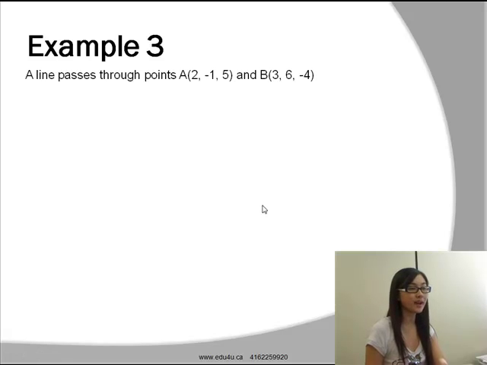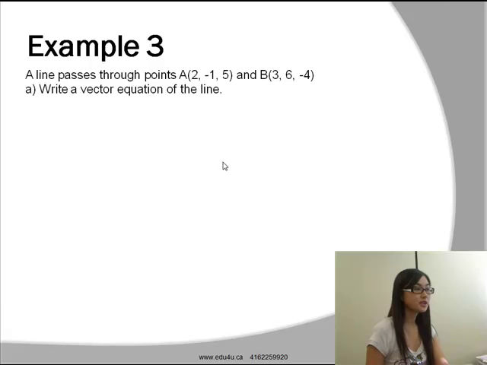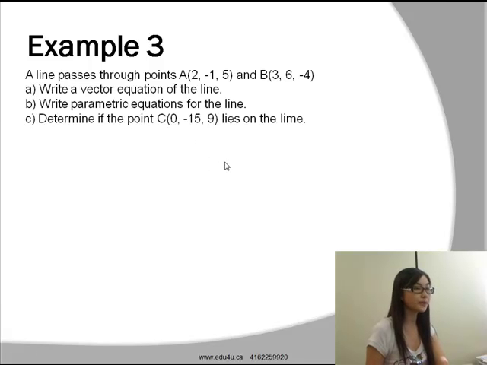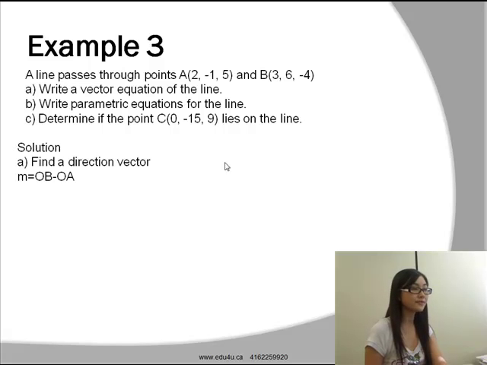Now let's take a look at example 3. A line passes through 2 points, A (2, -1, 5) and B (3, 6, -4). Write a vector equation of the line. Write a parametric equation for the line, and determine if the point C (0, -15, 9) lies on the line.